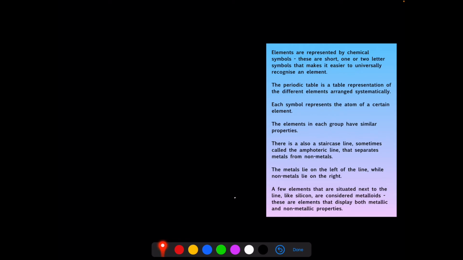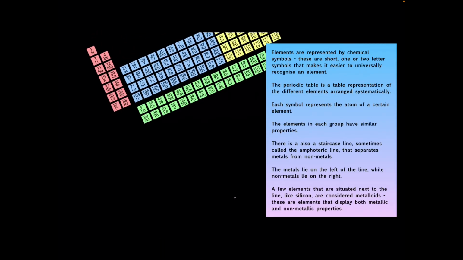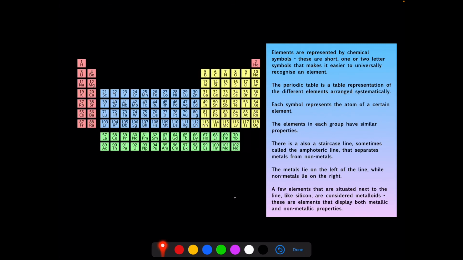So what is the periodic table? It's a table representation of the different elements arranged systematically. And the periodic table is one of the most important things in chemistry. So let's show you that now. So this is the periodic table. You've probably seen it before. So as I said before, it's a table representation of the different elements arranged systematically.